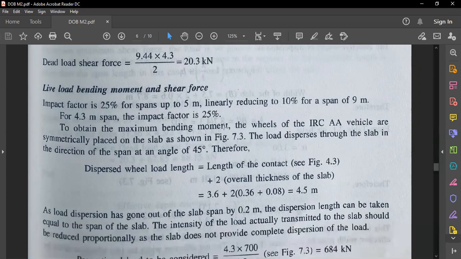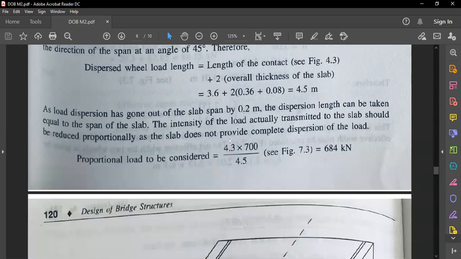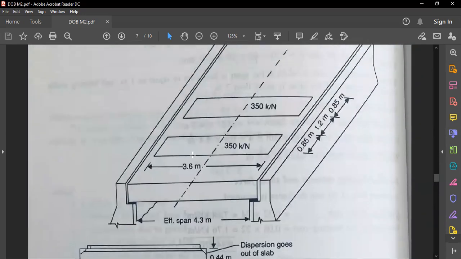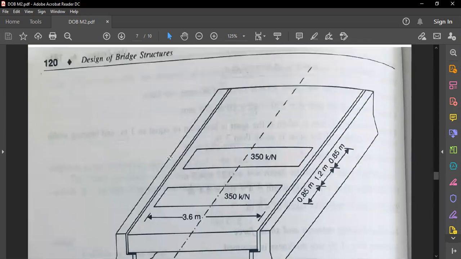To obtain maximum bending moment, the wheels of IRC Class AA vehicle are symmetrically placed on the deck slab as shown in figure 7.3. So let me show you figure 7.3. See here, this is the 4-meter deck slab. In that, 3.6 meter length is occupied by your army truck, which is of 700 kilonewton.